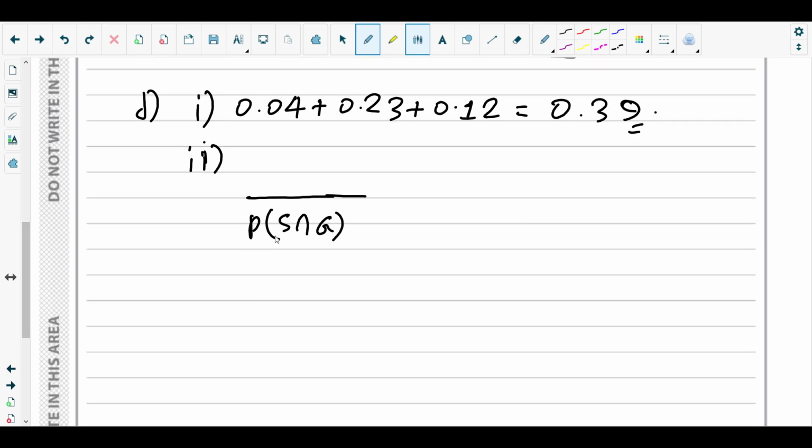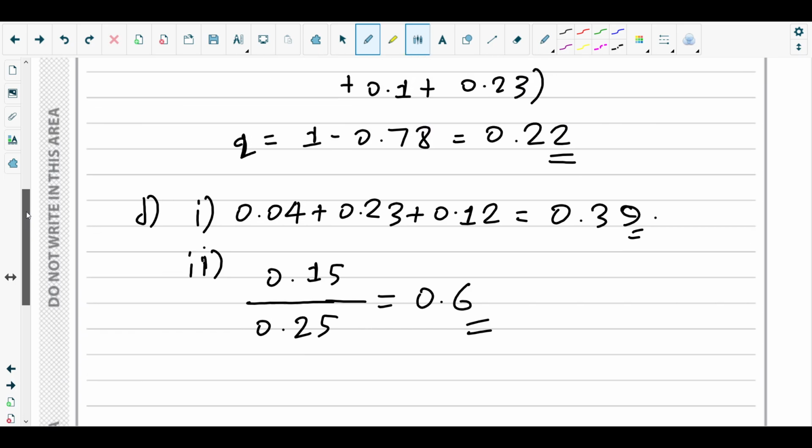So you don't need to write like this, you can write it directly. 0.25, and out of 0.25, how much is C? 0.15. So 0.15 over 0.25, that would give you exactly 0.6, and this is the answer for part B. Done. Next is part E, right?